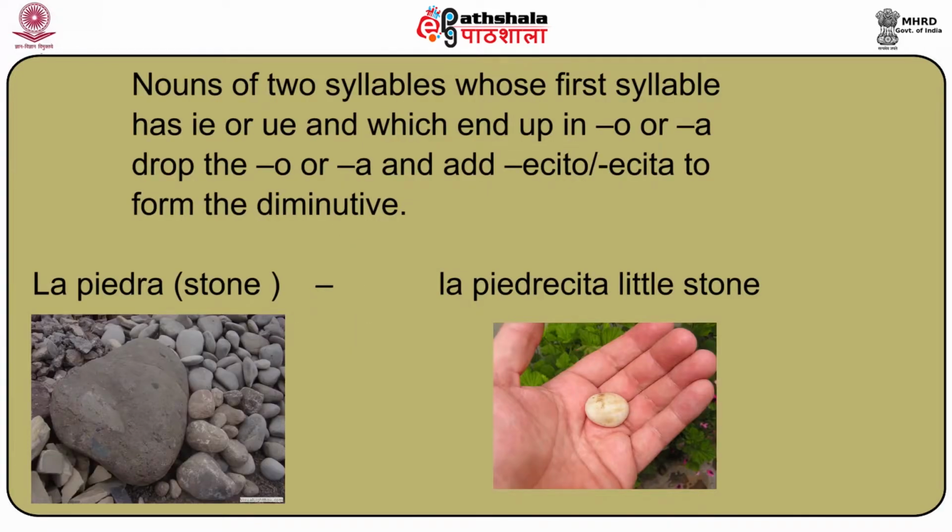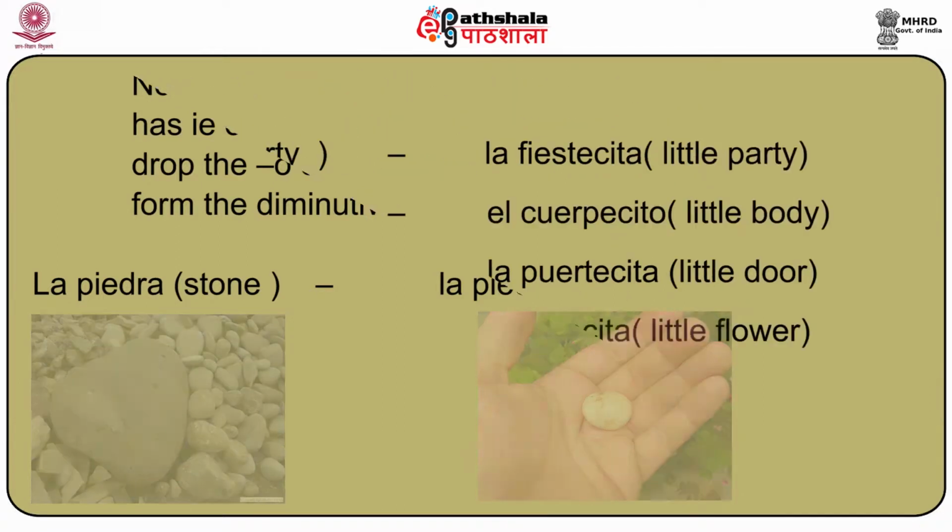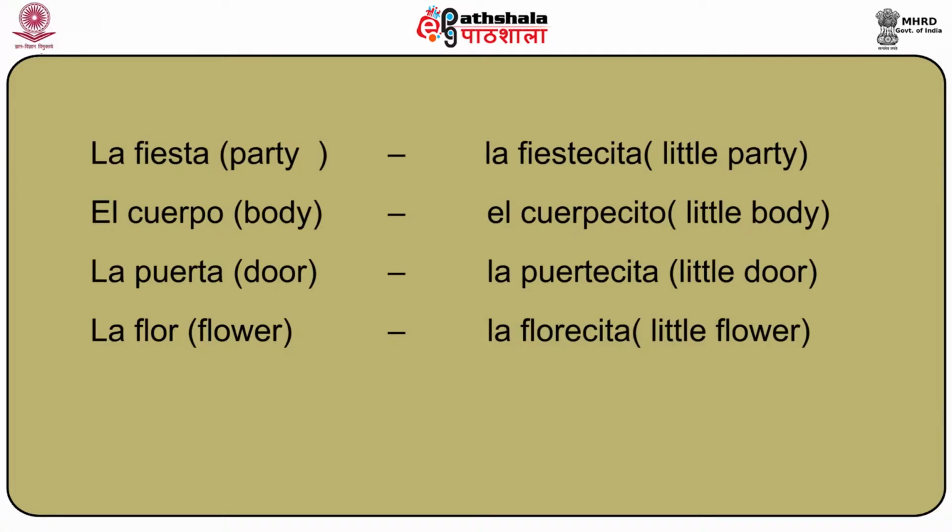The nouns of two syllables whose first syllable has ie or ue and which end up in o or a, drop the o or a and add ecito or ecita to form the diminutive. The same is true of one syllable nouns ending in a consonant. So, la piedra, stone, becomes la piedrecita, little stone. La fiesta, party, becomes la fiestecita, little party.